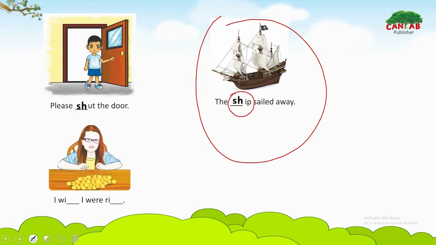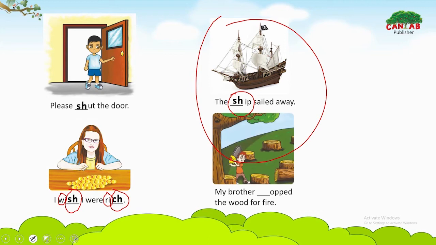The next one: I dash I were dash. What will come after WI? What will come after RI? I wish or which? Yes, wish will be the right answer. I wish I were rich. Yes, here the sh digraph will be the right one, and in the last one ch will be the right digraph. The next one: my brother dash the wood for fire. Which digraph will be the answer? Sh or ch? Yes, the word is chopped. So, ch will be the digraph that will be used.